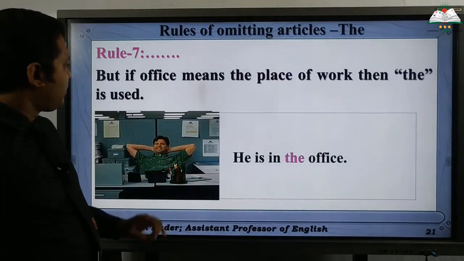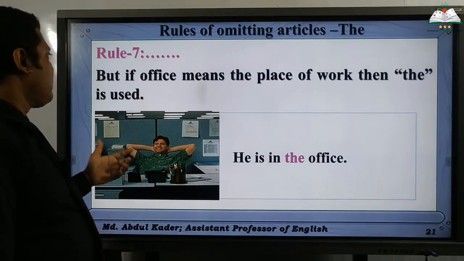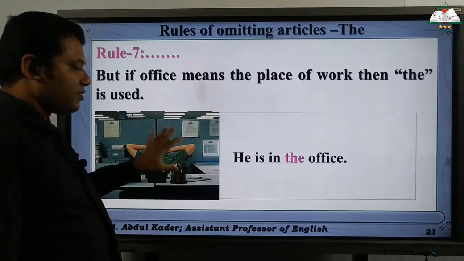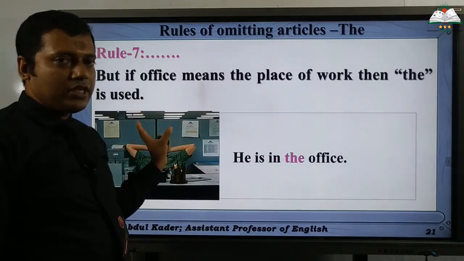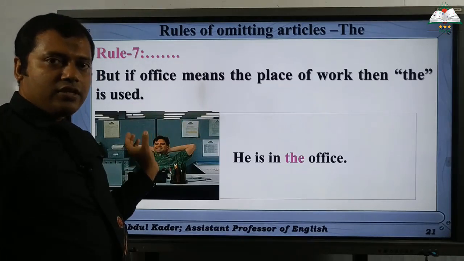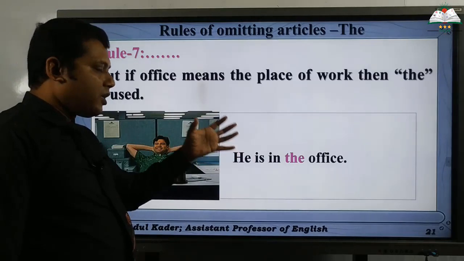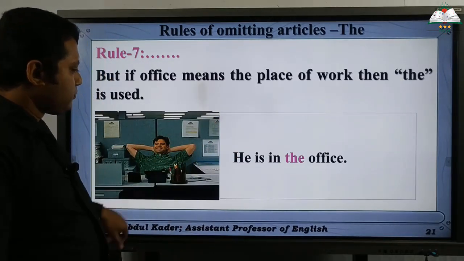But dear student, please keep it in mind, if office means the place of work, then you can use the. See here, he is in the office. It is his workplace, and here office does not indicate his duties or responsibilities. Here office only indicates his workplace. That's why you can use the here.